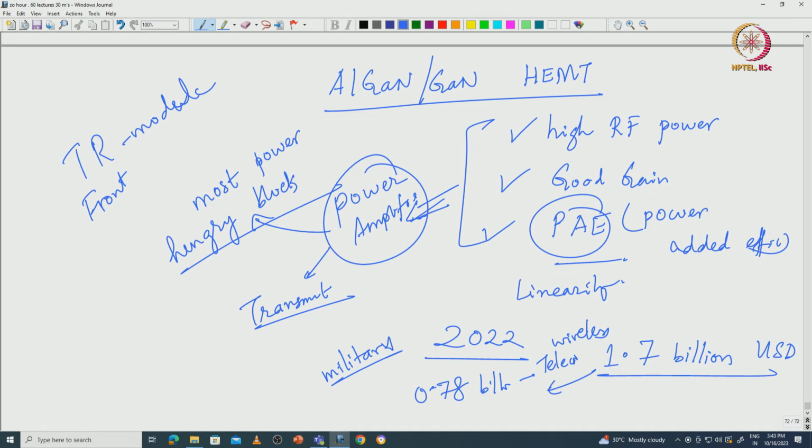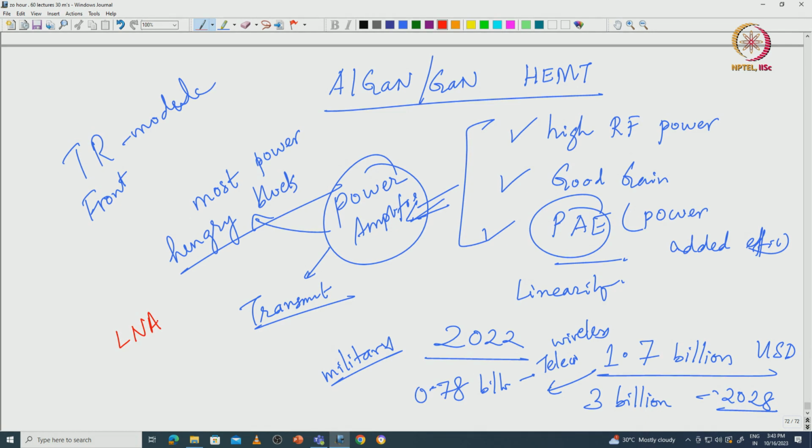So this is a large market and it is expected to become almost double. I guess it's expected to become around $3 billion by 2028. So you are looking at a very largely expanding market of an AlGaN GaN HEMT technology. So this is the context, and this AlGaN GaN HEMT has been historically and even today primarily looked at for a power amplifier. However, more increasingly people are also looking at it for low noise amplifier.